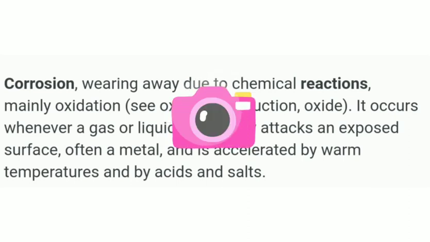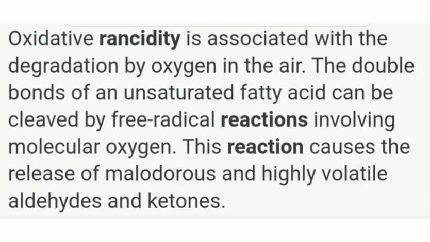Now this one's our last topic. Oxidative rancidity. It is associated with the degradation by oxygen in the air. The double bonds of an unsaturated fatty acid can be cleaved by free radical reactions involving molecular oxygen. These reactions cause the release of malodorous and highly volatile aldehydes and ketones.